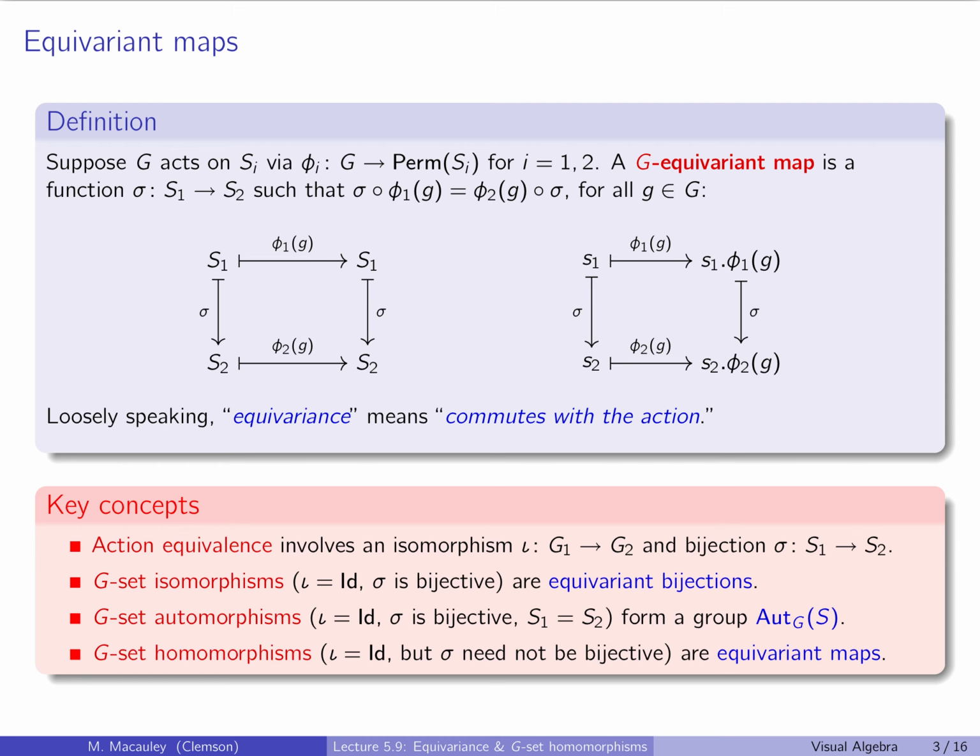And finally, G-set homomorphisms also arise when we have the identity isomorphism. Anytime you see morphism and G-set, you can assume that's the identity map. But this time, sigma does not need to be bijective. These are sometimes called equivariant maps as opposed to equivariant bijections. So maybe G is acting on two sets and S1 is bigger than S2. So maybe this is an action graph with 6 nodes and this is an action graph with 3 nodes. And this is some structure preserving map from the bigger action graph to the smaller one, like a quotient.